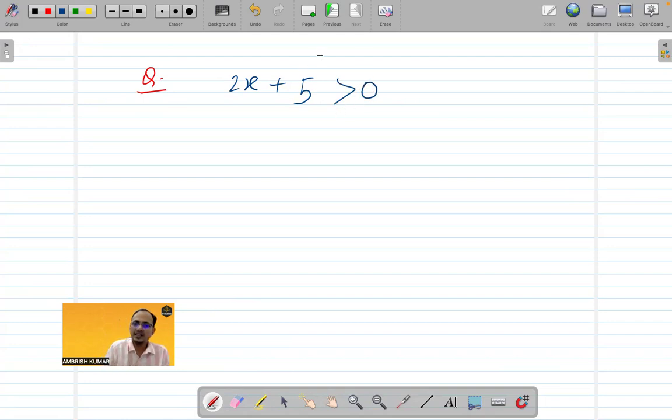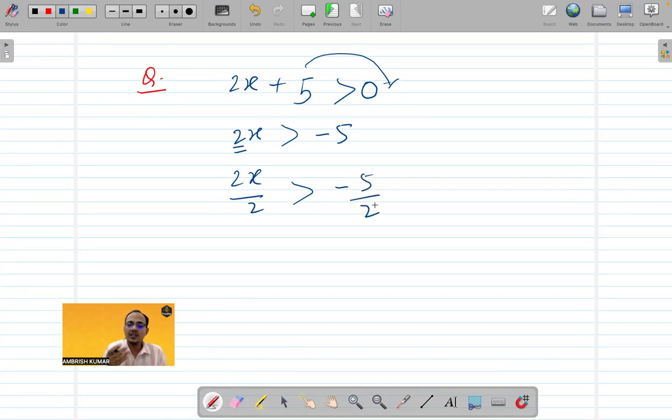So look, we can take this 5 on the right hand side. It becomes 2x greater than negative 5. And look, 2 is a positive constant. So if you divide both sides by 2, you don't have to change the sign because you are dividing by a positive constant. And here 2 gets cancelled out. Finally, we get x greater than negative 5 by 2. So this is how we solve a linear inequation having only one variable.